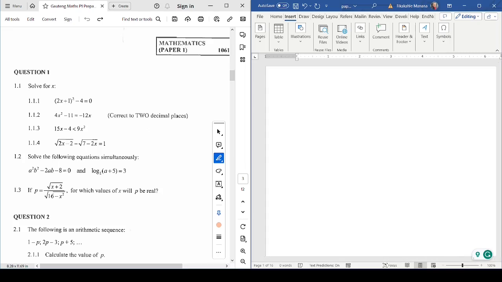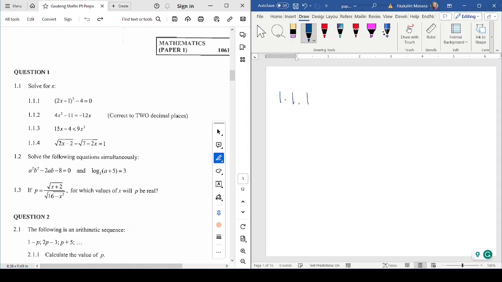Question one. Let's go for 1.1.1. Here we are given (2x + 1) squared minus 4 equals 0. The first thing that we have to do is expand this. In expanding this, I like to open two brackets because it's very easy to make a mistake. And now that you are in matric, there is no time for mistakes. You have to be absolutely clinical in your calculations.